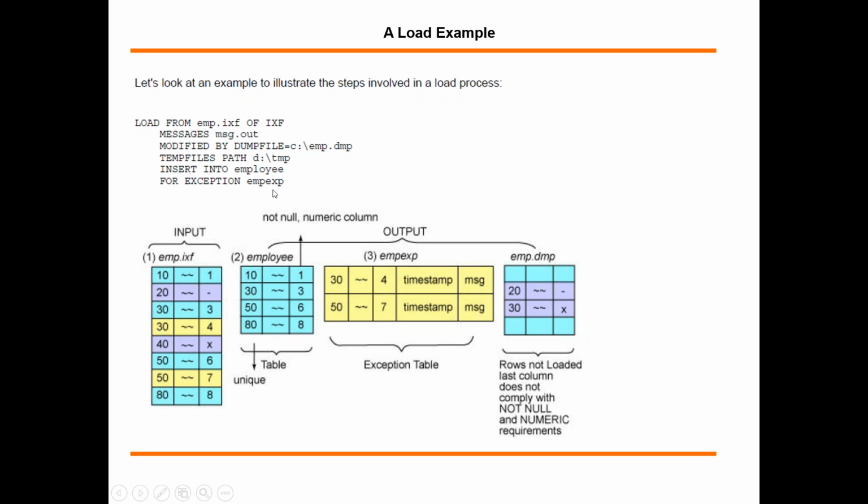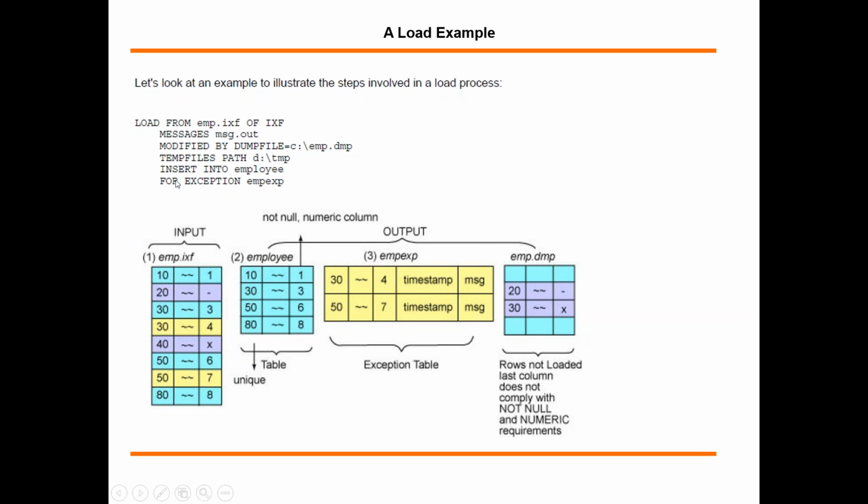The use of the exception table is to hold any exception records. The definition of exception here is a record which is violating the table constraints or referential integrity or triggers, that kind of temporary bad output. So here also 56 and 57. So 57 is kept here. So out of 8 records, only 4 actually loaded into the table. 2 went into a dump file and 2 went into an exception table.